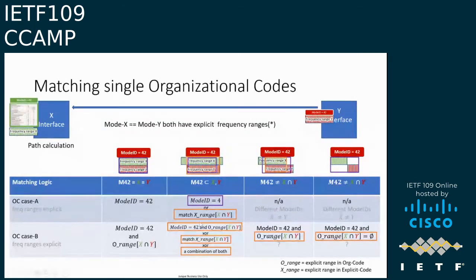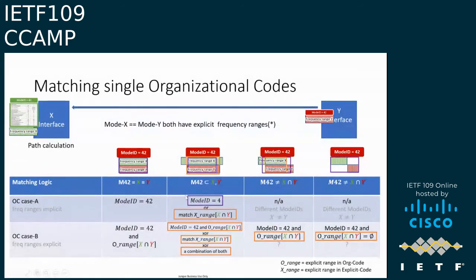Now there are, let's say, 4 different subcases. On the first one, the first column, they completely match. If frequency ranges, so min-max frequency, are implicit, they need to match because you have the same mode ID, and the mode ID is defined by all the implicit ranges. So that's it. In case B, there's still the case that you need to evaluate the min-max frequency because it's external, in addition to the mode ID.